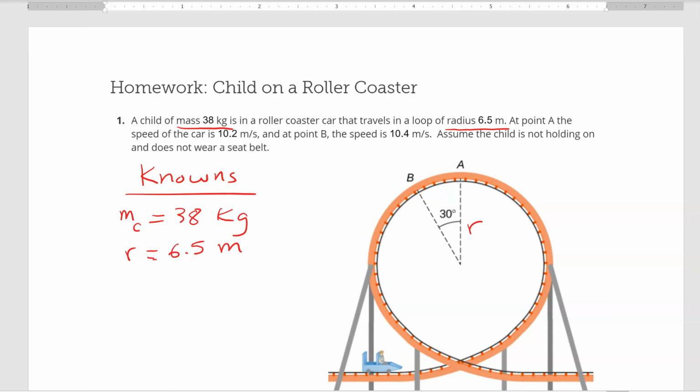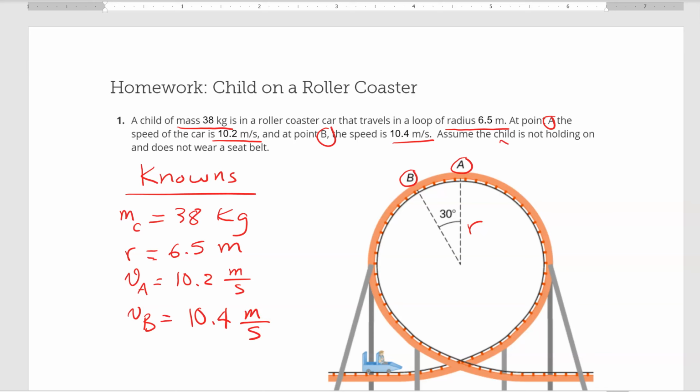They're also giving us the speed of the car at point A and at point B. So at point A, the speed is 10 meters per second. So I'm going to write that down as VA is 10.2 meters per second. And then at point B, it's 10.4 meters per second. So here is VB, and that's 10.4 meters per second.